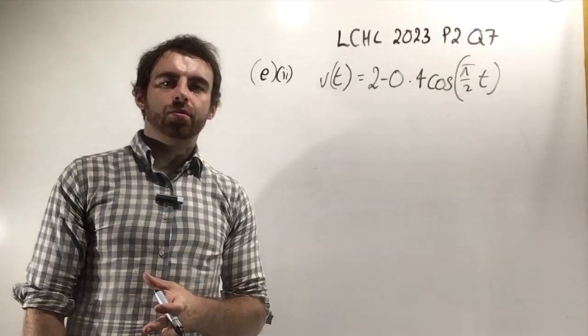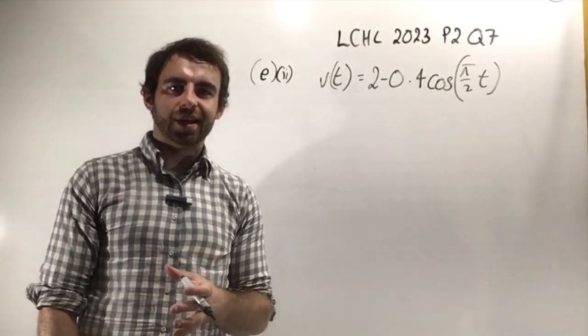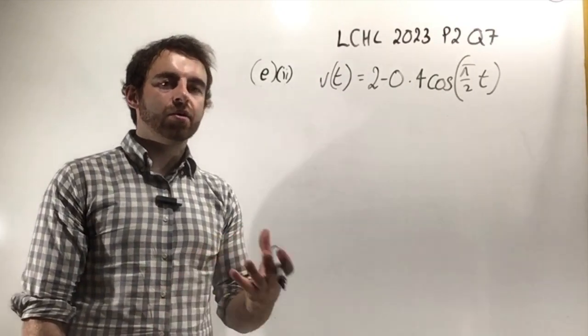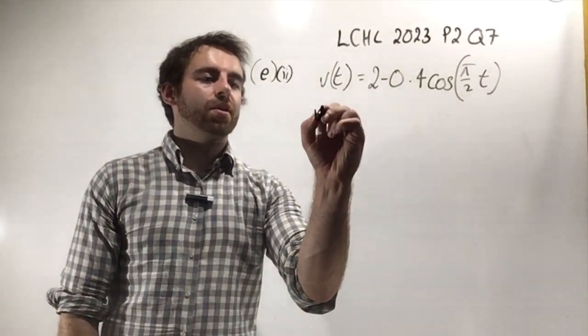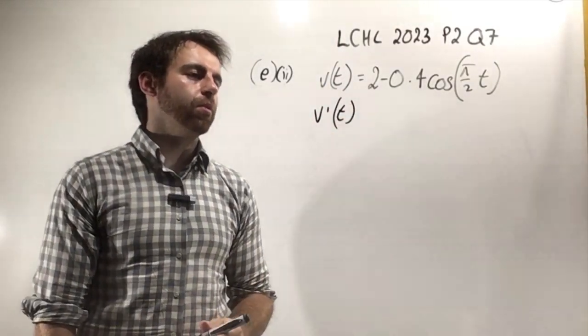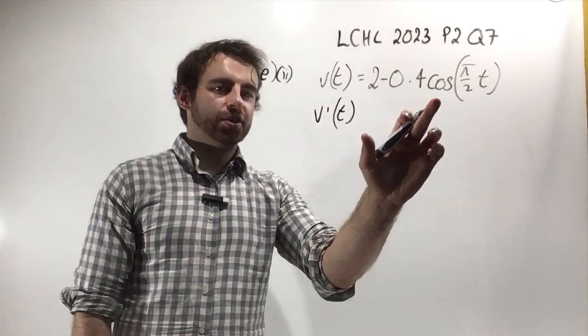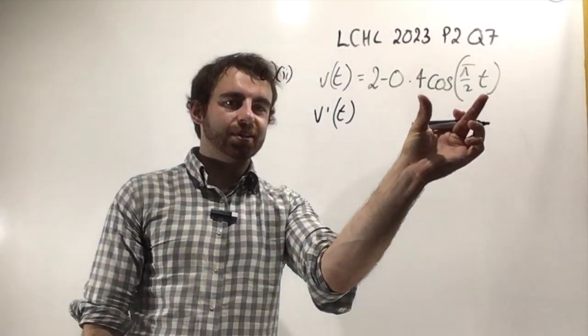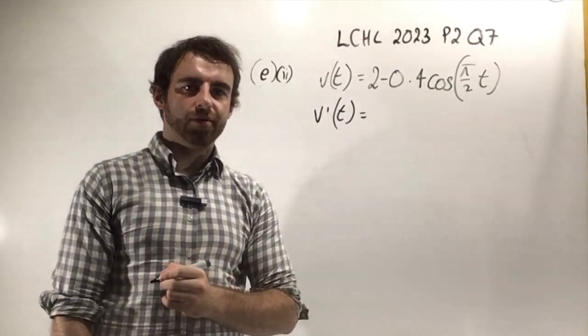In E part 2, we're asked to find the rate at which the volume of air in Olga's lungs is increasing after half a second. In other words, find the first derivative and sub in t equals a half. So let's discuss how we get the derivative of this one. The derivative of 2 is simply 0. And then the coefficient, obviously the thing we actually have to differentiate is the cos. The coefficient in front of the cos is a minus 0.4.